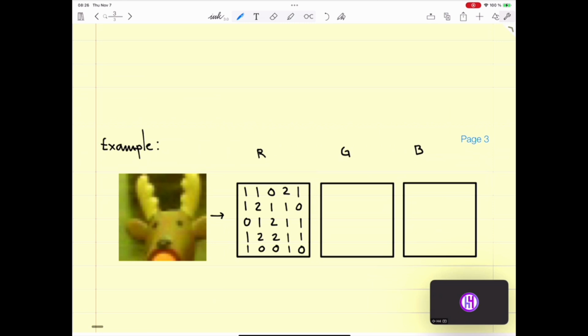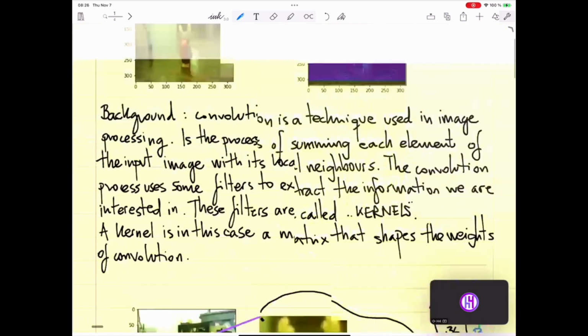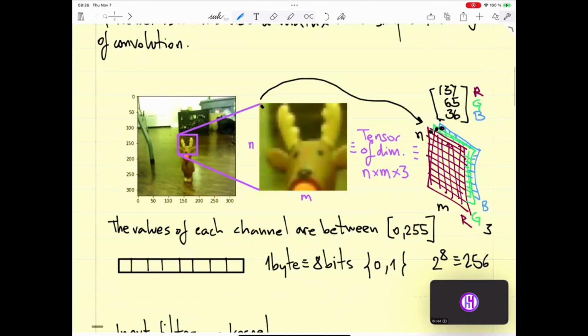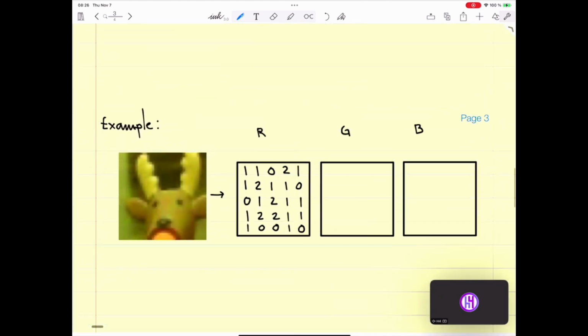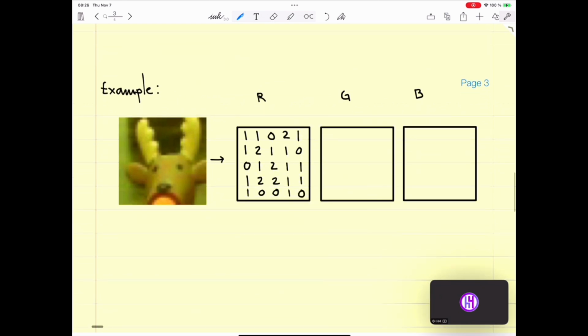So this is our channel R. This is this red mesh that we see there. Just put the values there, from 0 to 255. And we have a channel G and we have a channel B, and if we put them together, we see the picture we have there. Quite easy, right? So now, how does convolution work?